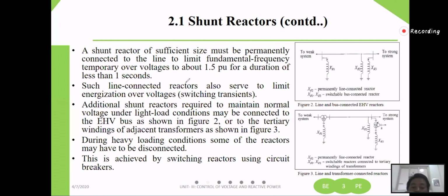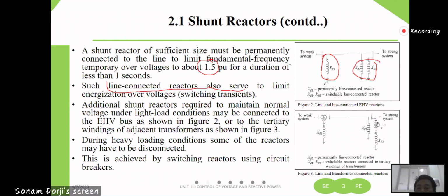All that is with a limited time. Okay, that duration should be less than 1 second. So you can allow the overvoltages up to 1.5, but the duration should be less than 1 second. So how will this be done? By connecting a line connected reactor to serve the limit of switching overvoltages. So now you will connect this either permanently or using switches.